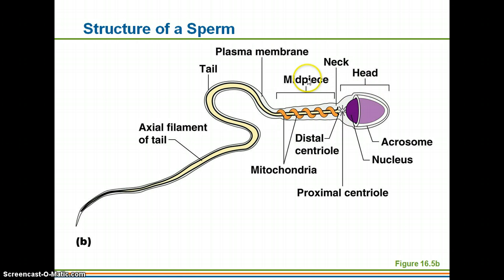Then we have the midpiece, which is right here. That is basically going to be the neck of the actual sperm. These little orange structures are mitochondria that wrap around this area, and that's what allows the production of ATP, of course, so energy, so the sperm can actually swim around. And then the tail is going to be this back part, and that's what whips in order so it can actually move.